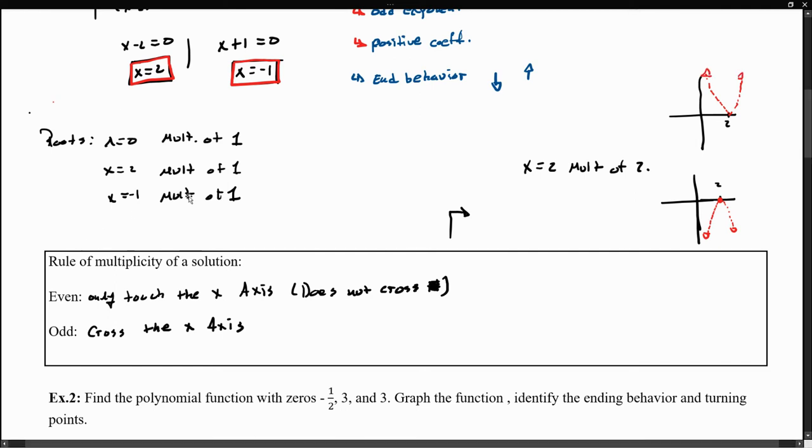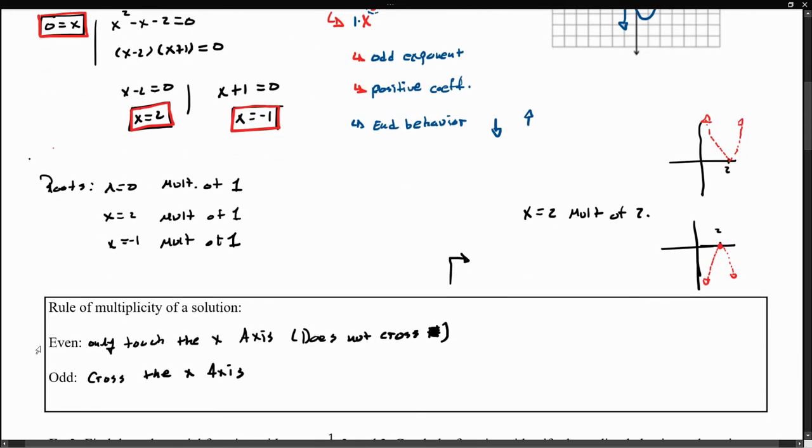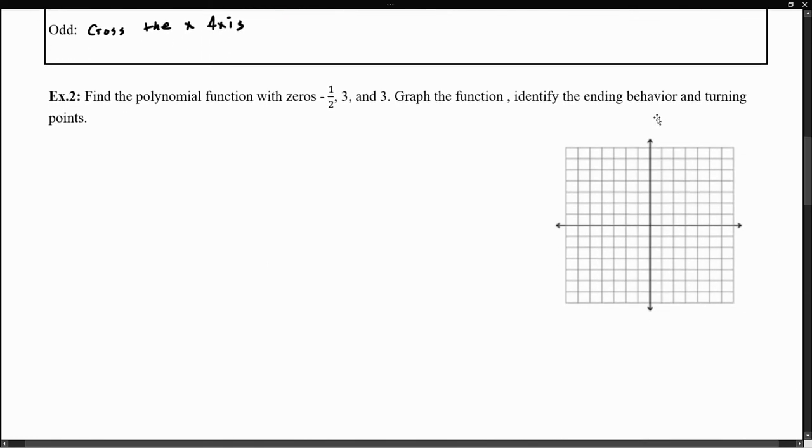And notice how my multiplicity has a different interaction on the x-axis. At these 3 values, the multiplicity was odd, so that's why we were able to cross the x-axis at those values. But if you end up with a multiplicity of an even degree, 2, 4, 6, 8, 10, at that value, it's just going to touch it, it's not going to cross it, it's just going to bounce back. Now let's take a look at one example for that.